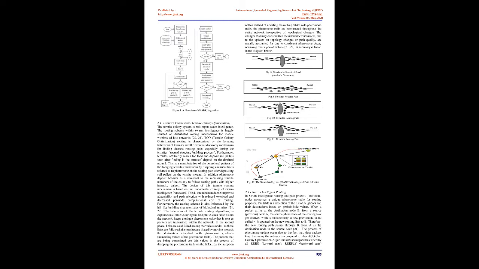2.4 Termites Framework, Termite Colony Optimization. The termite colony system is built upon swarm intelligence. The routing scheme within swarm intelligence is largely situated on distributed routing mechanisms for mobile wireless ad hoc networks. 20, 21. TCO, Termite Colony Optimization. Routing is characterized by the foraging behavior of termites and the eventual discovery mechanism for finding shortest routing paths, especially during the termites' mound structure building process.